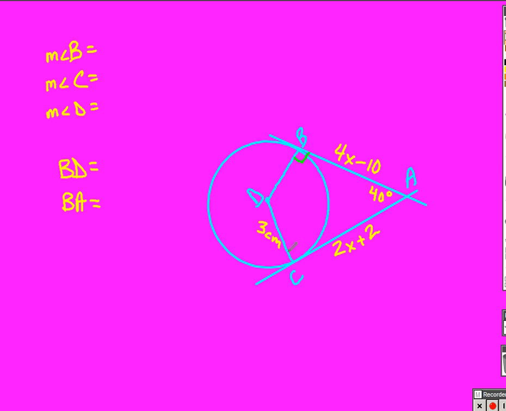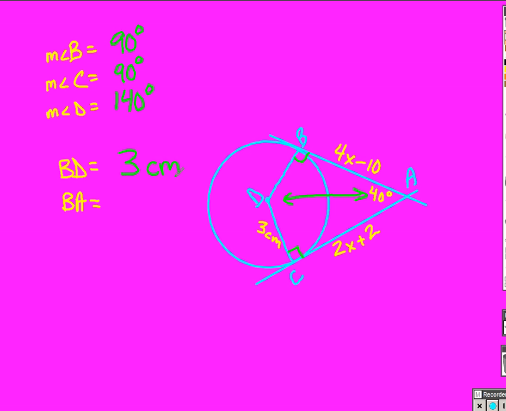Angles B and D should be very basic right off the top, or B and C I should say. They must be 90 degrees because they're a radius intersecting with a tangent line. Angle D should be supplementary with angle A. So they should add to 180. That means angle D has to be 140. Now, BD is a radius, so it must be the same as the other radius. It must be 3 centimeters.